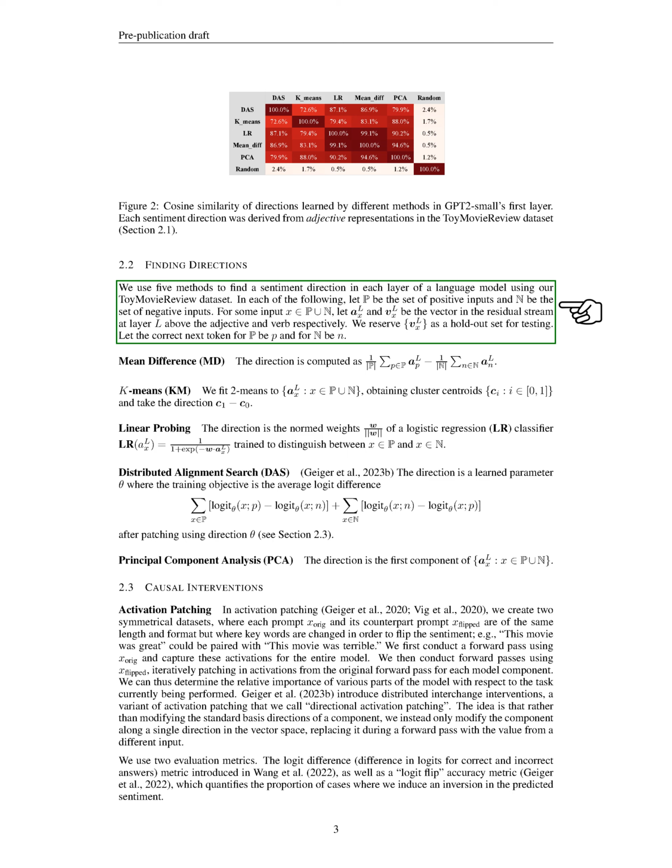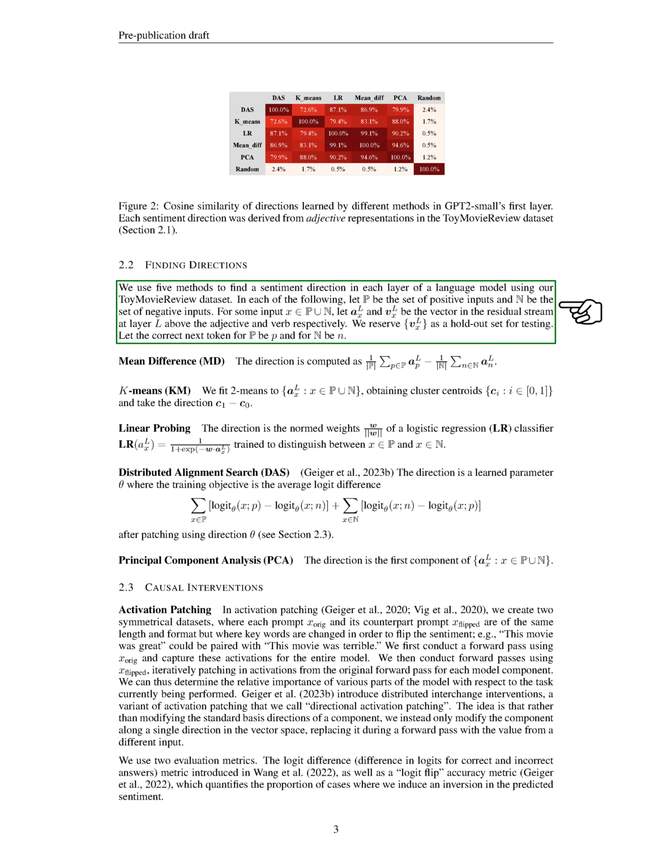Next, we have k-means, km. This is a method where we group a set of values into 2 clusters. We then find the center point, or centroid, of each cluster. The direction is then calculated as the difference between the 2 centroids. Linear probing is another method to calculate direction. Here, we use a logistic regression classifier, which is a type of machine learning model. This model is trained to distinguish between 2 sets of values, P and N. The direction is then calculated as the normalized weights of this classifier.